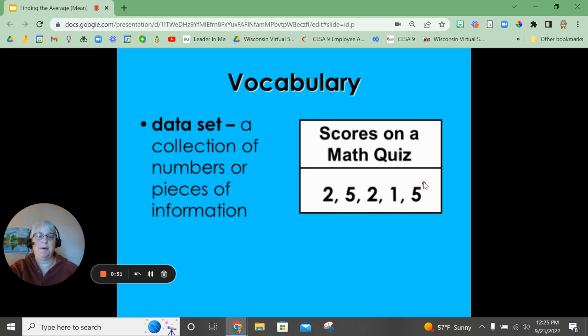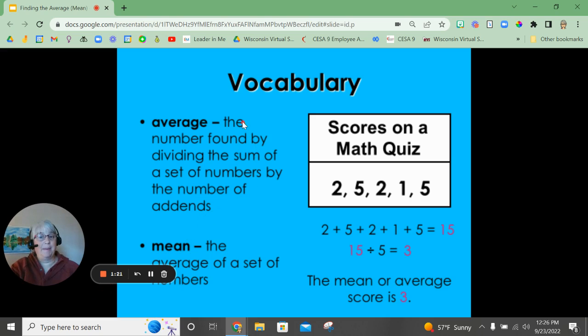We also are going to be working with a data set. A data set is just a group of numbers. It's a group of pieces of information. In this data set, we have the numbers 2, 5, 2, 1, and 5. These are the scores that somebody received on a math quiz. I can tell that they took 5 quizzes because I have 5 numbers. This is the first number, second number, third number, fourth number, fifth number.